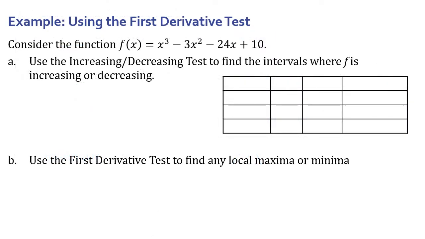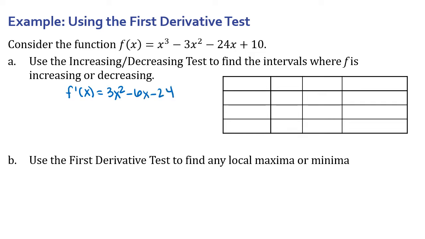Example, using the first derivative test, consider the function f of x equals x cubed minus 3x squared minus 24x plus 10. Use the increasing decreasing test to find the intervals where f is increasing or decreasing. Again, with the increasing decreasing test, where the derivative is positive, the function is increasing, and where the derivative is negative, the function is decreasing. So either way, we need to find the derivative. The derivative of this function is 3x squared minus 6x minus 24.